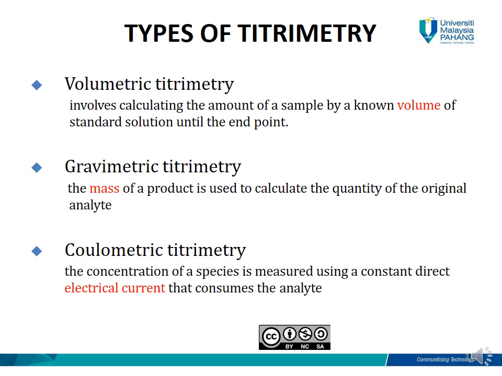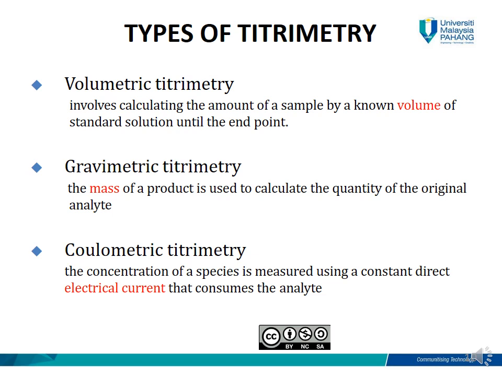So volumetric titration involves calculating the amount of sample by a known volume of standard solution until the end point. Second is gravimetric titration. In this type of titration, we refer to the mass as a signal, the mass of the product after the chemical reaction is complete. By weighing the mass of the product, we can identify the amount of our analyte in the real sample.